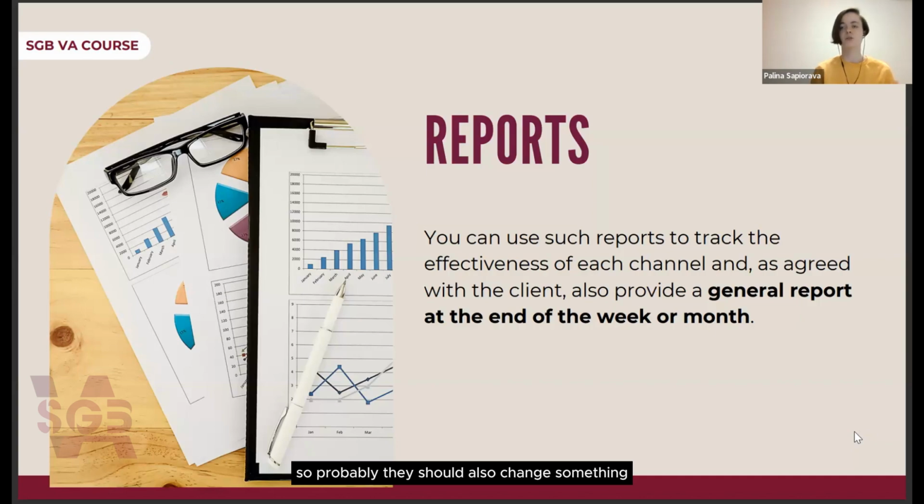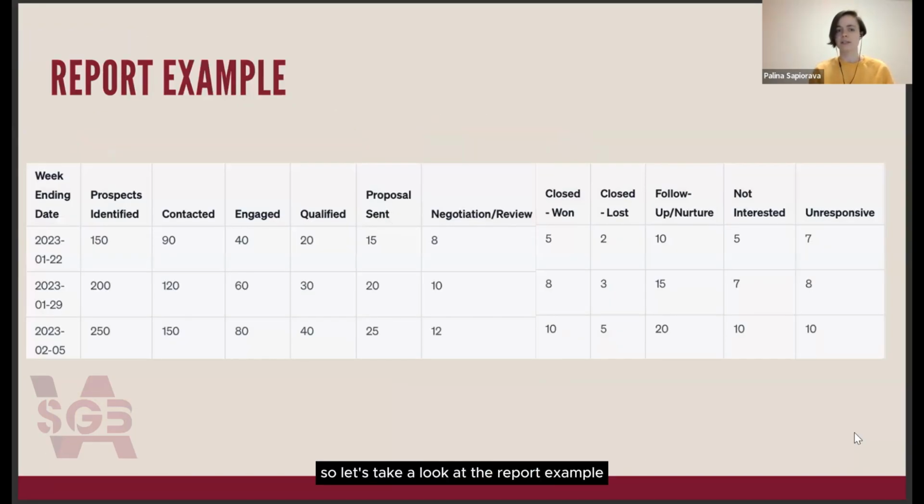So probably they should also change something on their side, like realizing that their target audience is different than they thought it was. Or probably they should provide some marketing materials which would work better, and etc. And of course, that's a great tool to track your effectiveness and to show your work. So let's take a look at the report example.